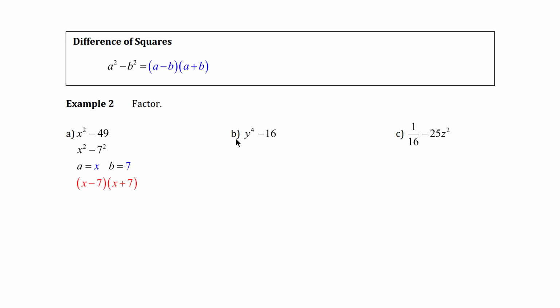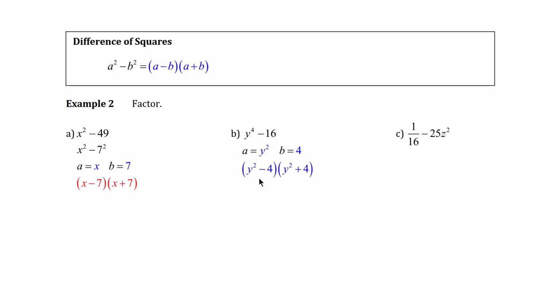Moving on to part B, we have y to the fourth power minus 16. To factor this, we start by taking the square root of the first term, y to the fourth power. This is going to be y squared. So a is equal to y squared. Next, we take the square root of 16, which is 4, so b is equal to 4. Next, we plug in our values of a and b into our formula. We get parentheses y squared minus 4 times parentheses y squared plus 4.